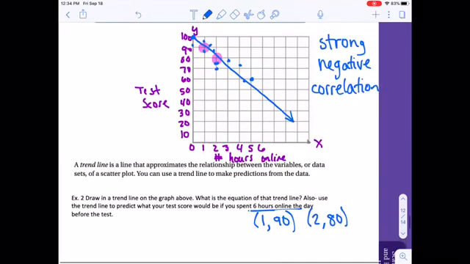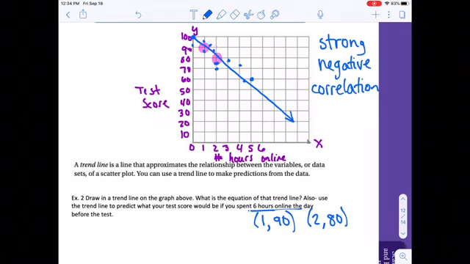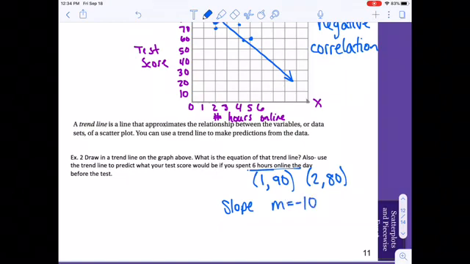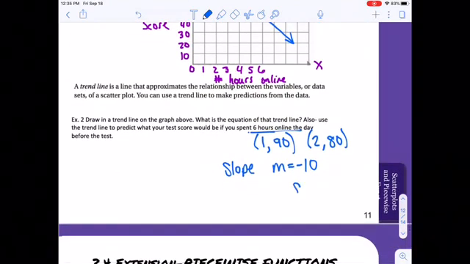So I need to find my slope. If I'd like, I can just look at the graph. I know I will rise 10 because this axis is counting by tens, and I will run 1, so that means my slope there is -10. If that's a little confusing to you, you can go ahead and do y2 minus y1 over x2 minus x1 and you end up getting -10.